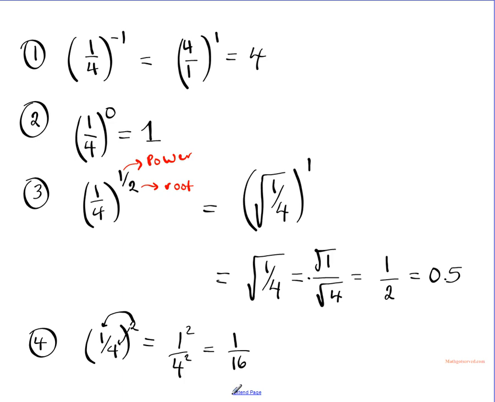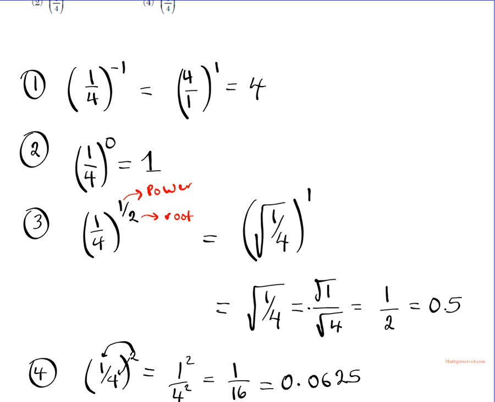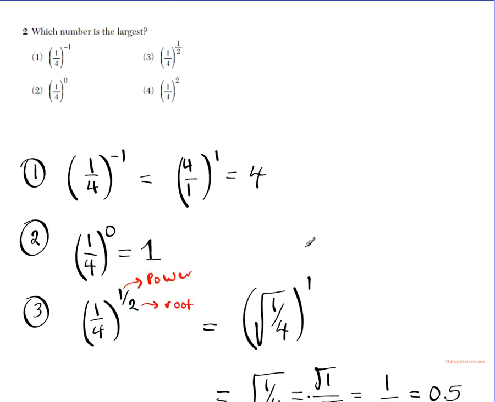Okay? And if you don't know how to convert 1 over 16, you just enter 1 over 16 in your calculator and you get 0.0625. So we can clearly see that the biggest one out of all of them, the largest, is 1/2. Okay? So your answer is option 1.